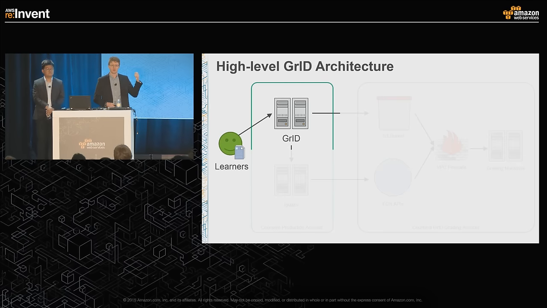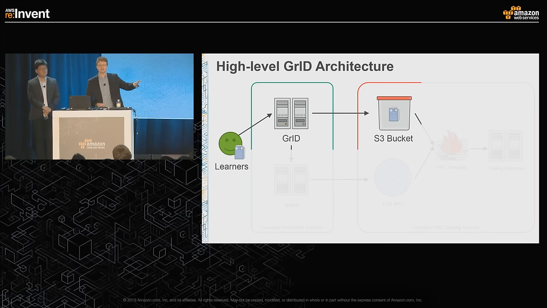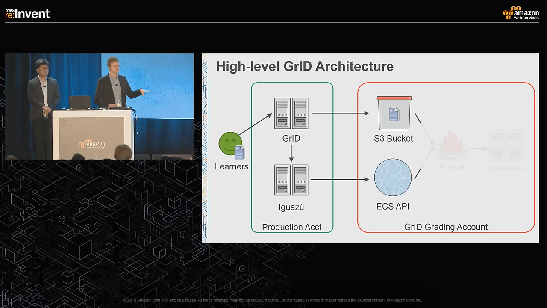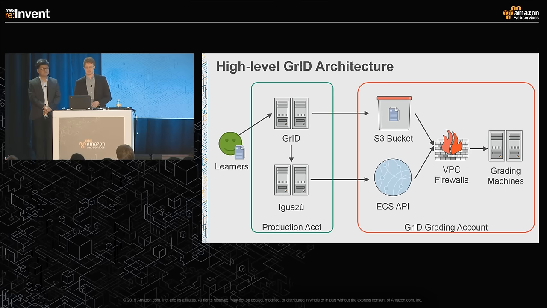Now, the way it works is learners upload their submission to the Grid servers. And the Grid servers immediately turn around and persist the submission in an Amazon S3 bucket. Upon completion, Grid invokes Iguazu to schedule the execution of the grading container through the ECS APIs. These containers then get scheduled on these highly secured and hardened grading machines.